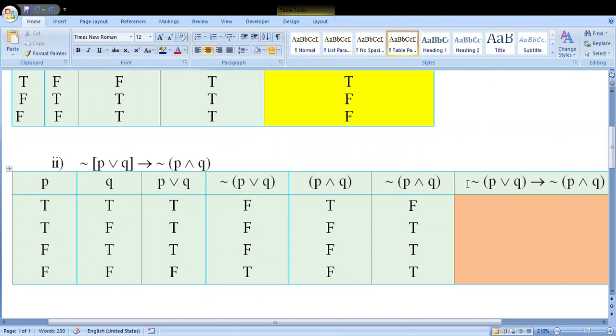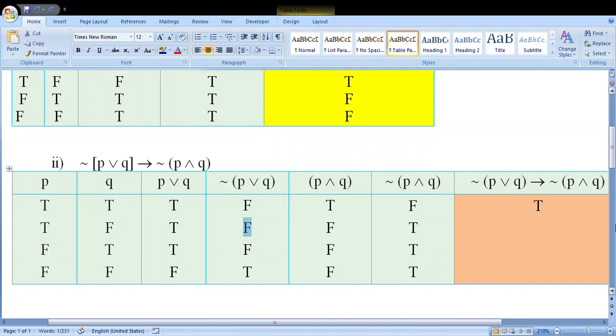Now, we need negation of P or Q. We already have it. We need negation of P and Q. We already have it. So as we have both the parts, just solve these two columns using arrow. The rule of arrow states that if the first is T and the next is F, then the answer is F. So first should be T, but this is not T. So answer is T.